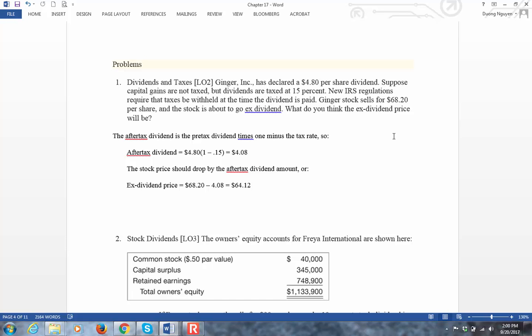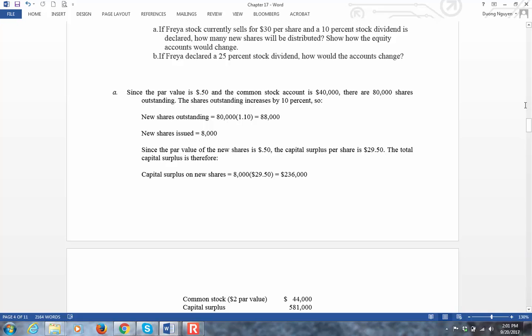So usually when a company declares a dividend, the stock price will drop by an amount equal to the after-tax dividend. So the dividend is 4.8, after tax will be 4.08. 4.8 times 1 minus 15%, 4.08. So the stock price should drop by exactly the same amount after tax. And so the new price now would be 68.20 minus 4.08 equals 64.12. Now question number 2.